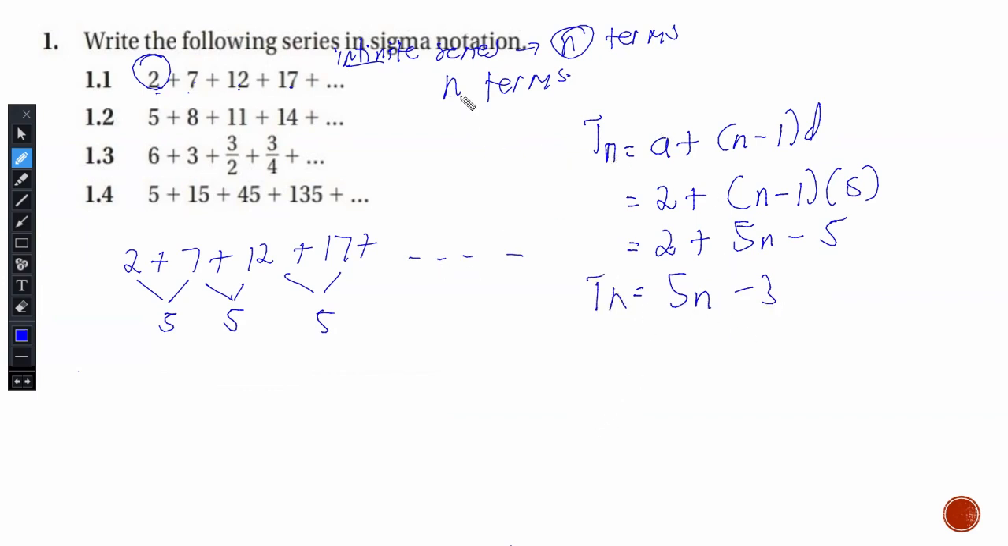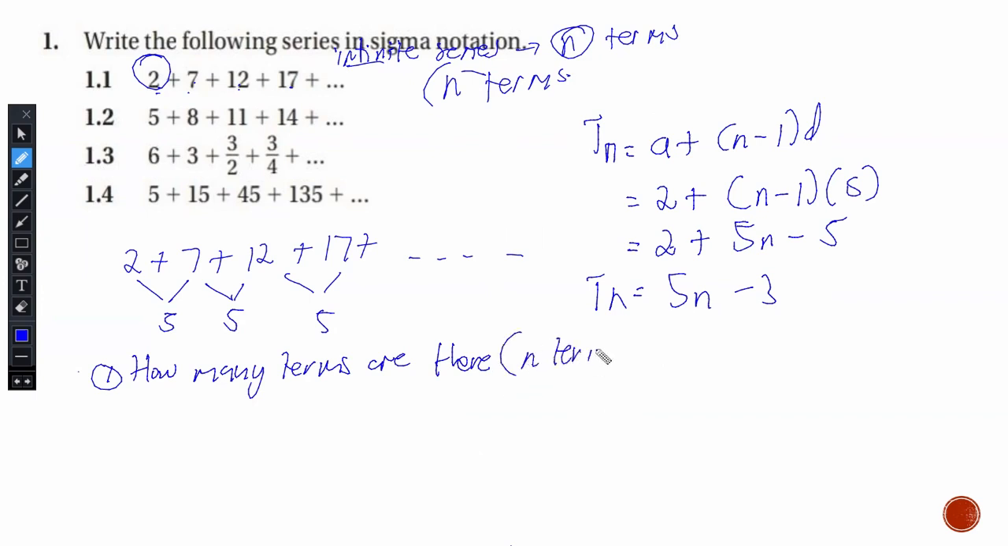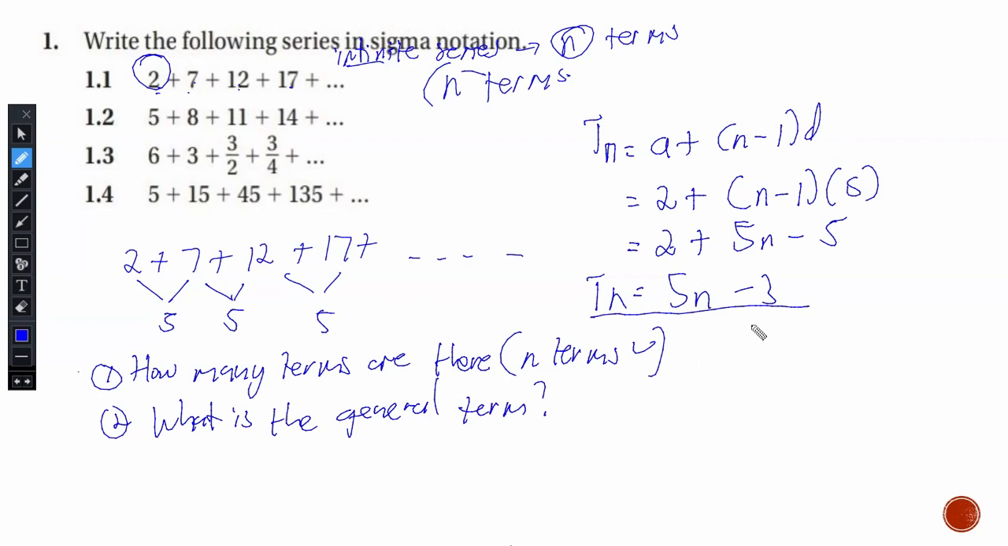Now, because we cannot determine how many terms there are, remember I said the first question is how many terms are there? Because we said this is an infinite series, we say there are n terms. Right. And then number 2, what is the general term? Now, the general term, we found it, it's Tn. Now, what is the sum of the series?